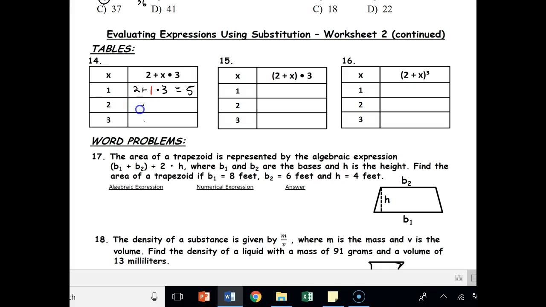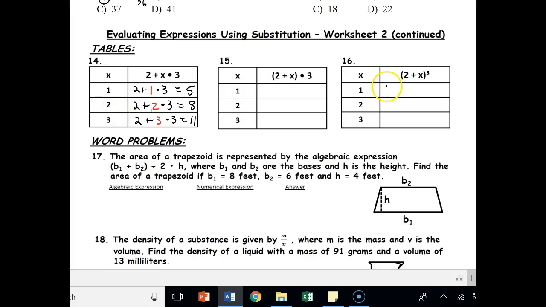And then you say 2 plus, and this time you're plugging in 2 for x. So 2 times 3. Again, order of operations, you got to do 2 times 3, which is 6, plus 2, which is 8. And then again, 2 plus, this time you're plugging in 3. 3 times 3, and you got to do order of operations, 3 times 3, which is 9, plus 2, which is 11. So the expression stays the same the entire time. The only thing that changes are the x values.